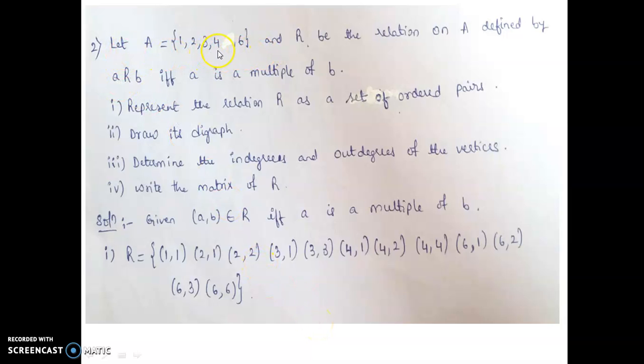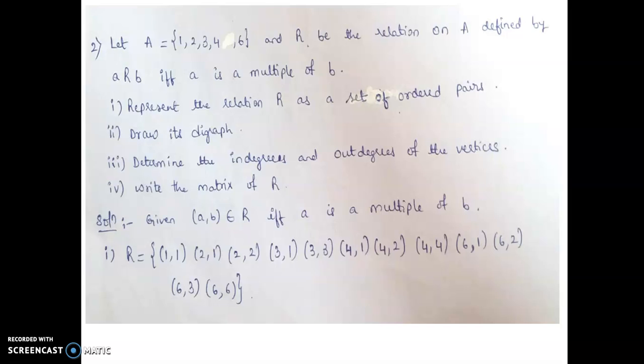Let A be equal to {1, 2, 3, 4, 6}, and R be the relation on A defined by a R b if a is a multiple of b. So a should be a multiple of b, which means we have to consider the set here. In this, if you consider 1, one's multiples are 1, 1, okay, and 1, 2. Next, we have the multiples for this one.